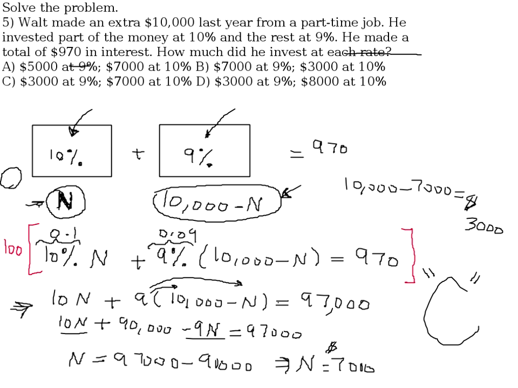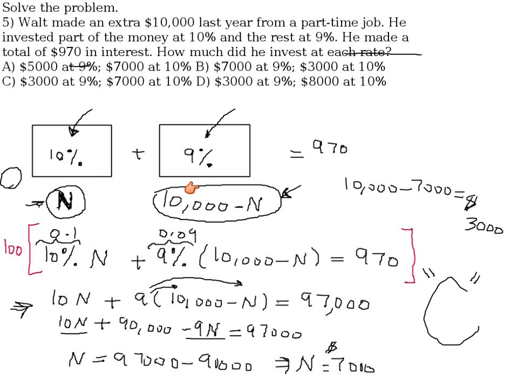So if I distribute and combine like terms, I can solve for the variable. In this case, we call this n. You can call it any variable you like. So it would be 10n plus 90,000 minus 9n is equal to 97,000. Combine like terms, 10n minus 9n gives you 1n. And then if I subtract 90,000 from both sides of the equation, n would be equal to 7,000. So you're investing 7,000 into the 10% account, and you subtract that from 10,000. That would be the rest. Would be 3,000.